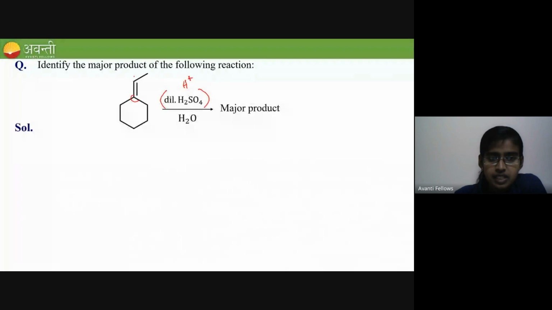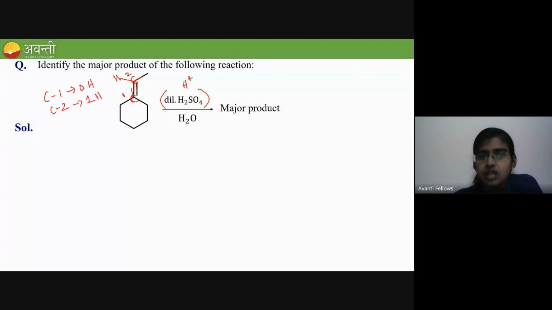This is the carbon-carbon double bond part, and the reaction occurs in that part only. Let me take this carbon as number 1 and this carbon as number 2. In the first carbon, you can see no hydrogens are there because this carbon already has 4 bonds. Carbon number 2 has only 3 bonds, so the 4th bond is a carbon-hydrogen bond. So carbon number 1 has 0 hydrogen and carbon number 2 has 1 hydrogen attached to it.